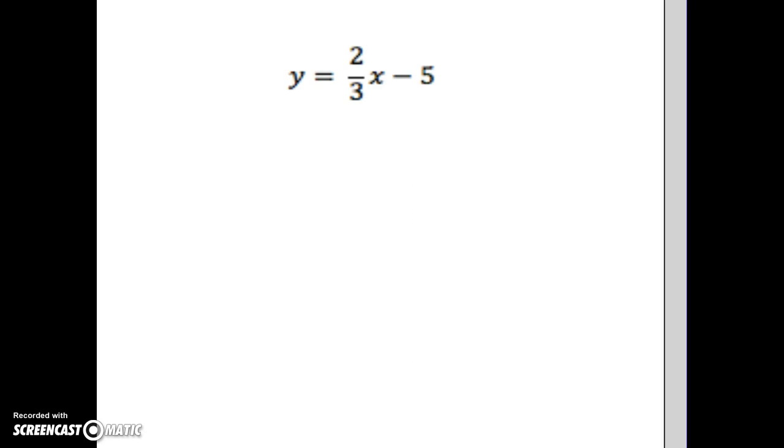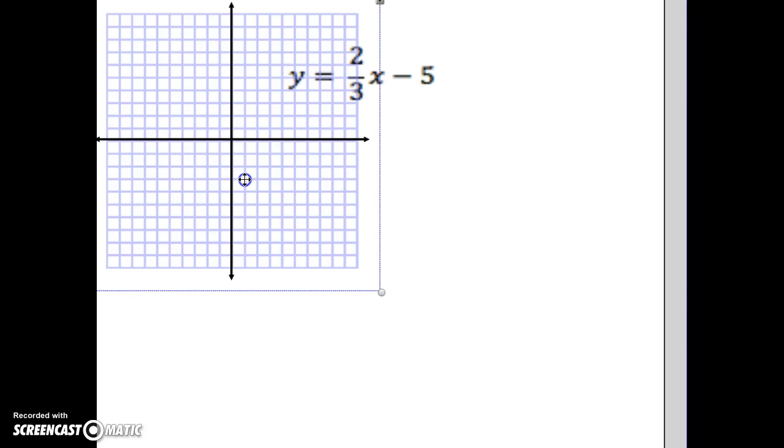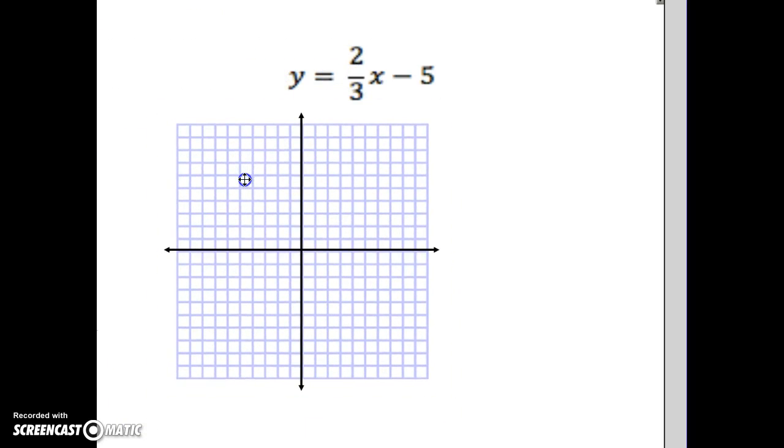Okay, this next one, we have y equals 2/3 x minus 5. You determine what m and b are. So I'm going to label my y-axis and my x-axis. Where should I start? Okay, so I'm writing it down. m equals 2/3 and b equals negative 5. I start on the y-axis at negative 5.